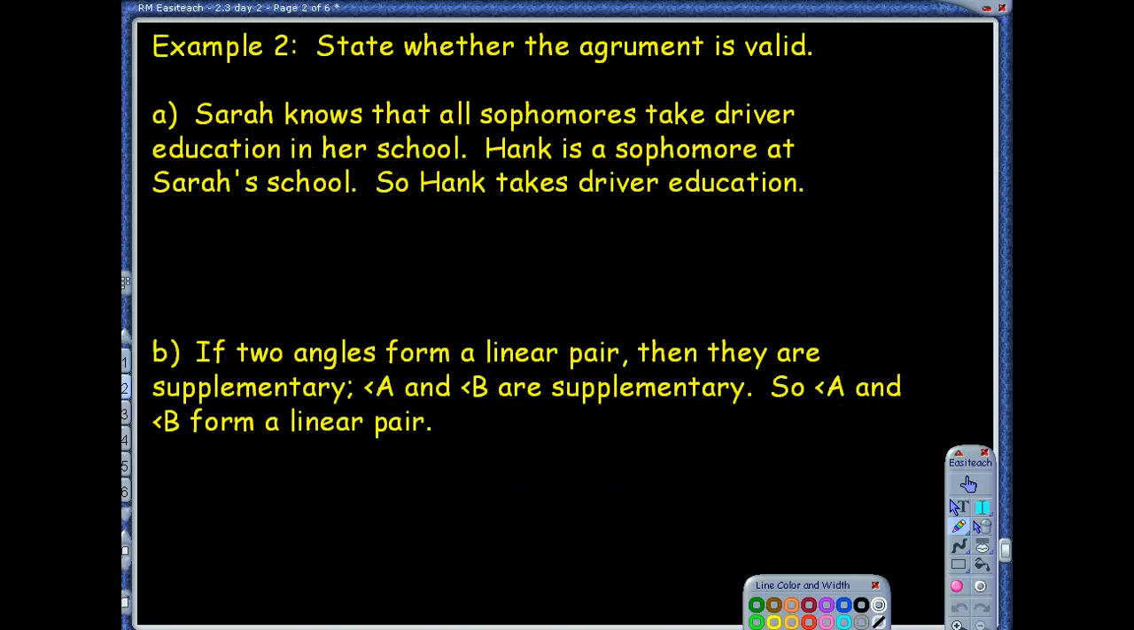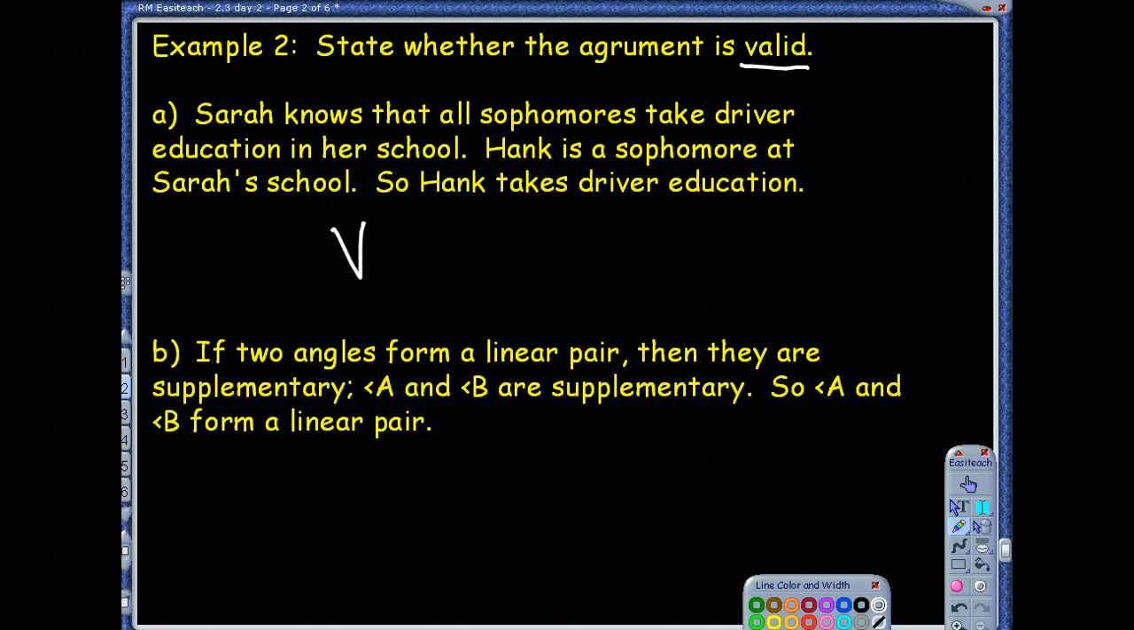All right. This one, we're going to determine if the argument is valid. Okay, so this is taking this a step further. Decide if this argument is valid. Sarah knows, for A, it says, Sarah knows that all sophomores take driver's education in her school. Hank is a sophomore at Sarah's school, so Hank takes driver's education. All right, so the fact that at her school all sophomores are taking driver's ed and Hank's a sophomore, right? Well, then he would have to take driver's ed. So I would say that's a valid argument.